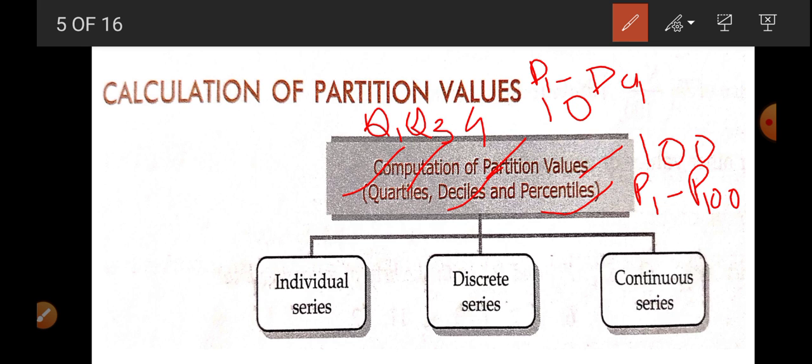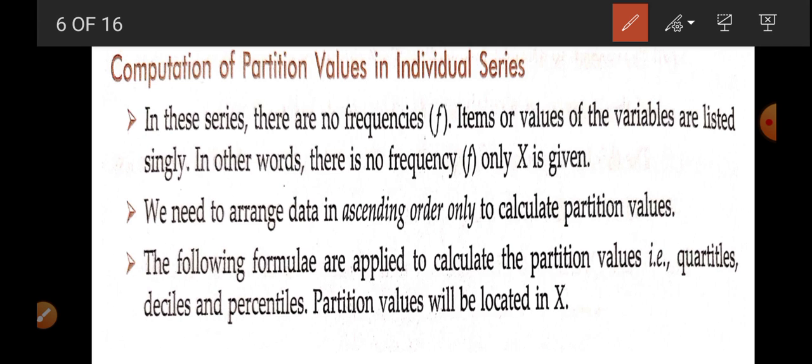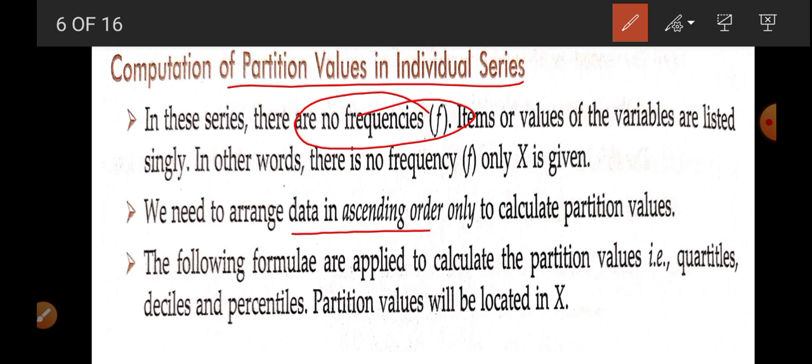Okay students, now here we are going to understand the calculation of partition values in individual, discrete and continuous series. But in today's video we are just going to discuss the individual series. Okay. Now, computation of the partition value in an individual series. So first thing, an individual series is a series where there is no frequency. And the first and second things you have to keep in mind: you have to arrange the values in ascending order, and after that use the following formulas.